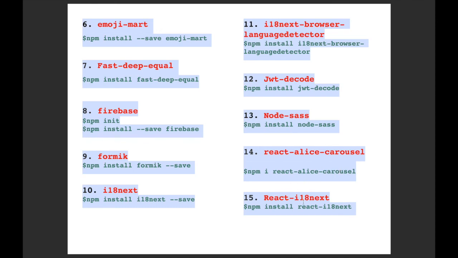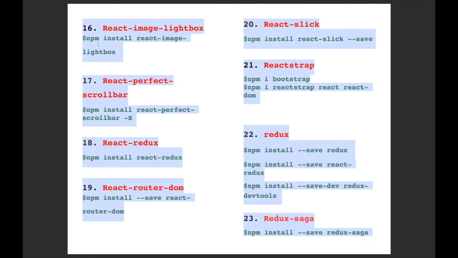After this, React i18next. It is an internationalization library for React, used to convert an application into different languages. After this, React Image Lightbox. This is a library which will allow us to show our images in a flexible way inside our React project. Then React Perfect Scrollbar. This is basically used as a wrapper to allow the use of Perfect Scrollbar in our React. Like you have seen that we have the infinite scroll feature in our chat application, in our friends list. That will be made by using this library, React Perfect Scrollbar.